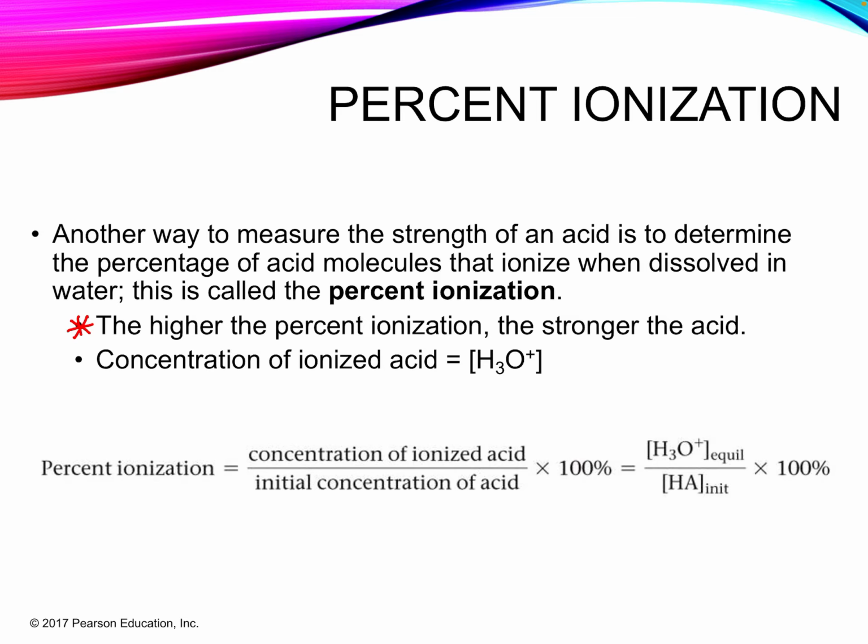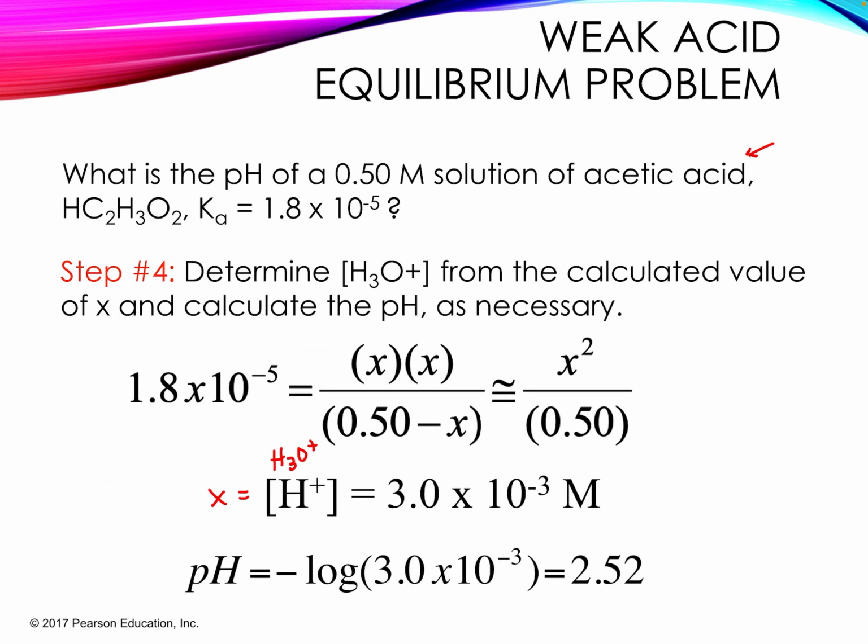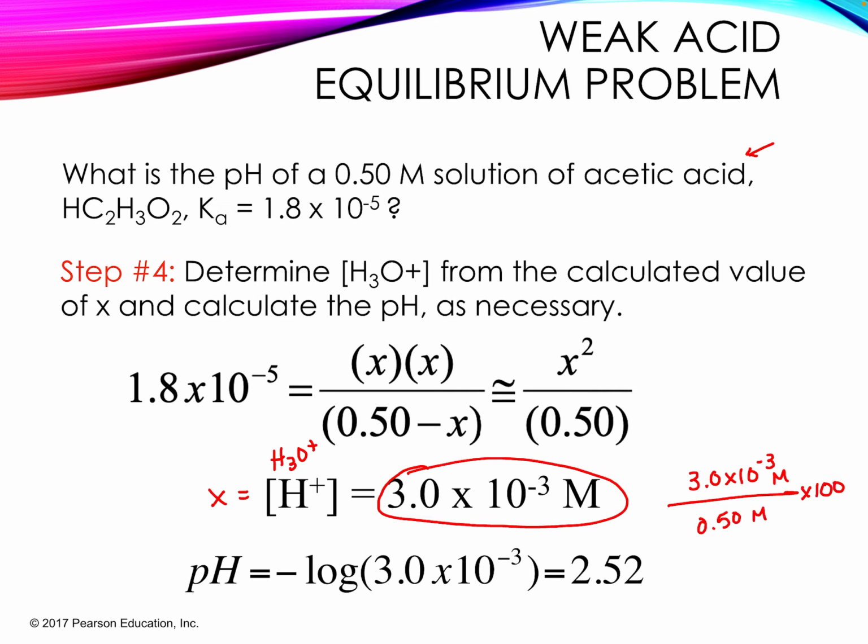So the way that we would do this on this last problem, if we were to look at that, we would take this concentration here. So we would make 3.0 times 10 to the minus 3 over 0.50 times 100. And that would get us our percent dissociation for this weak acid. Okay, so it's nothing exciting.